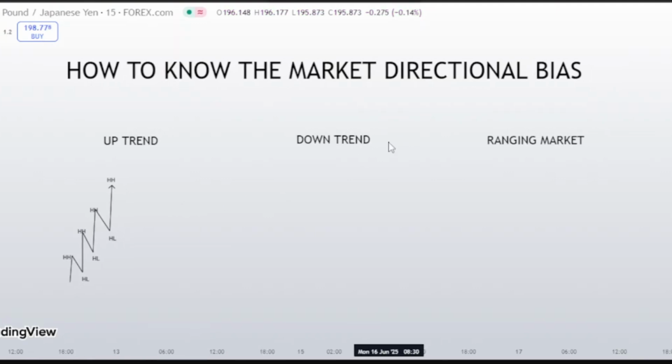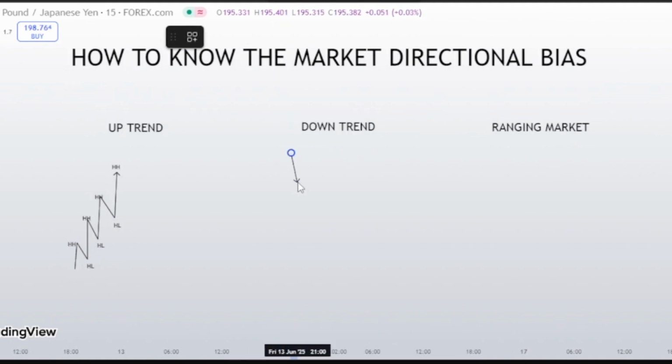In the opposite way, downtrend is basically where the market creates lower low, lower high, lower low, lower high, lower low, lower high, lower low. So this is basically a downtrend. The market creates lower highs and lower lows, repeatedly.